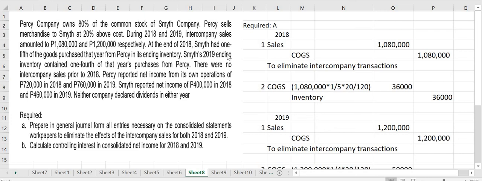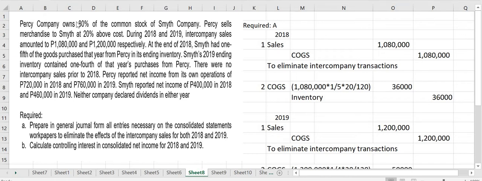Okay, so welcome to the second part of our discussion of intercompany sale of inventories. In this video, I shall be presenting some sample problems to discuss the concepts of intercompany sale of inventory. Okay, so we have here our first problem.